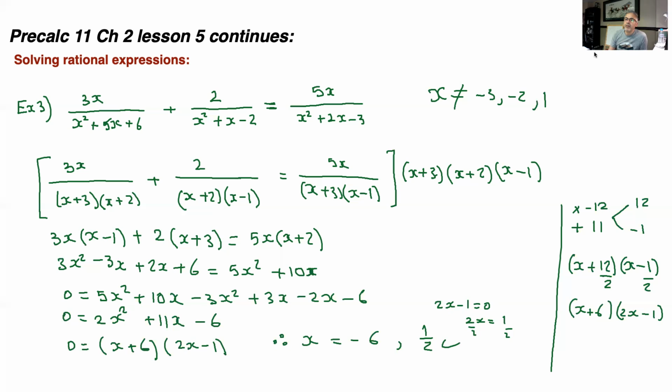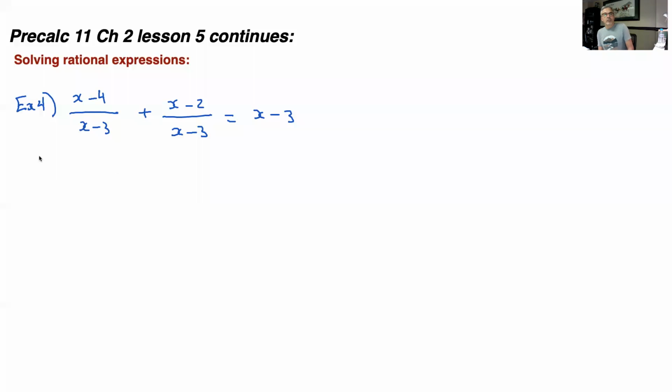Next one. So example 4 and the last example of lesson 5. Again, we don't have to factor here, but as I said in the previous example, the first thing, if you have it in factored form, write your restrictions, and the restriction here, x cannot equal 3. Now, at this stage, as I mentioned earlier, you have to multiply everything by the common denominator. The common denominator here is x minus 3.